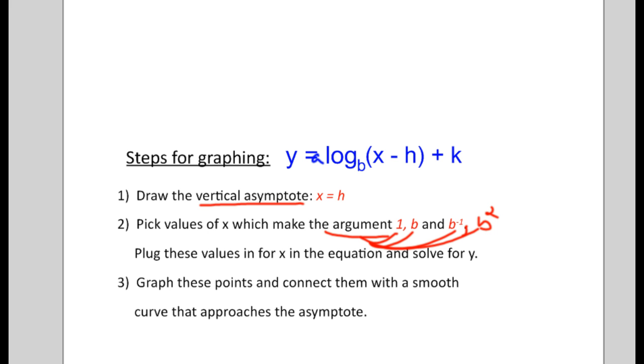So let's take a look at this. Suppose that I let x equal h. Well, that must mean I can plug h in for x. If x equals h, let's replace this x with an h. What's h minus h? 0. Well, that becomes log base b of 0. Would you agree that's undefined? So whatever h is, I know there's always going to be a vertical asymptote at x equals h, because that gives me undefined.